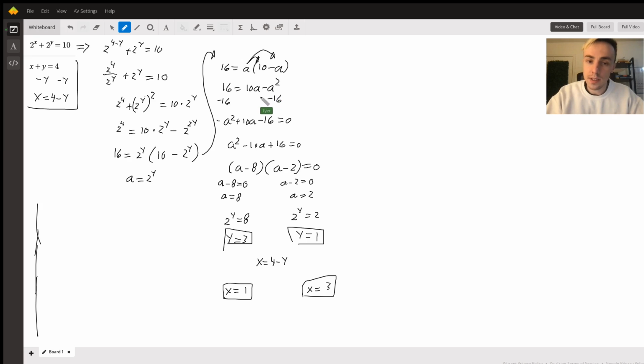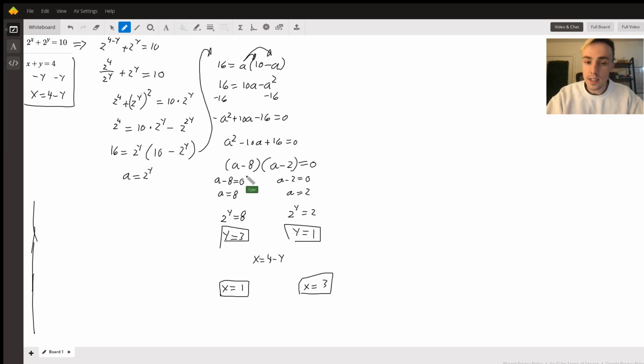From here, we simply subtract the 16 over, rewrite a bit, and we get negative a squared plus 10a minus 16 equals 0. Now if we multiply both sides by negative 1, it doesn't change the solutions, but we get a squared minus 10a plus 16 equals 0. This is pretty easily factorable as a minus 8 times a minus 2 equals 0. You can set each piece equal to 0 because of the zero product property, which means that a equals 8 and a equals 2.